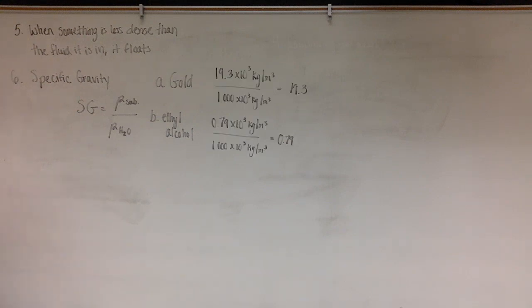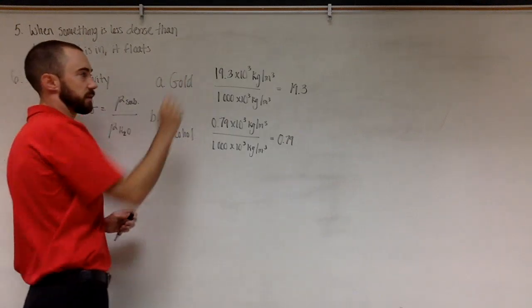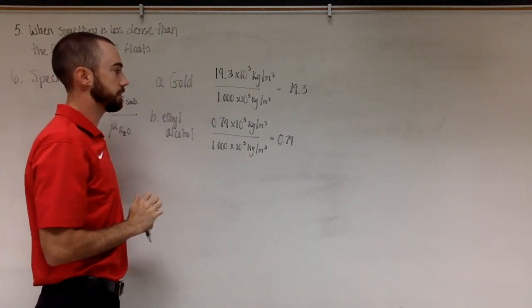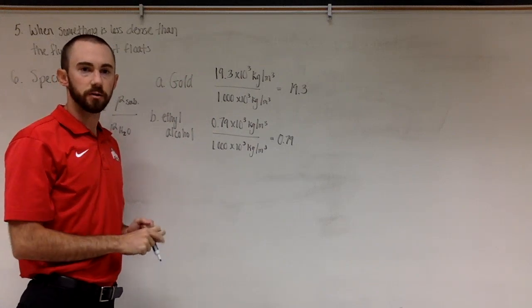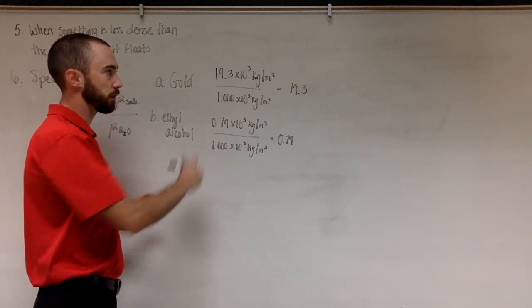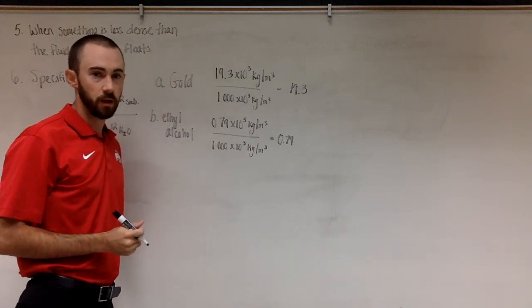So as you can see, the way I calculated the specific gravities here was to put the density of the object or the substance we're talking about on top, and then the density of water on the bottom. Thankfully, water is something nice and easy to divide by. It's just 1,000. So you just move the decimal point 3 places over on these, and you're good to go.